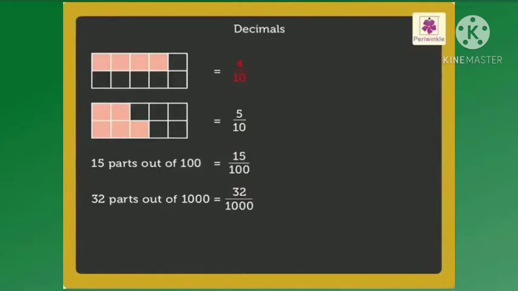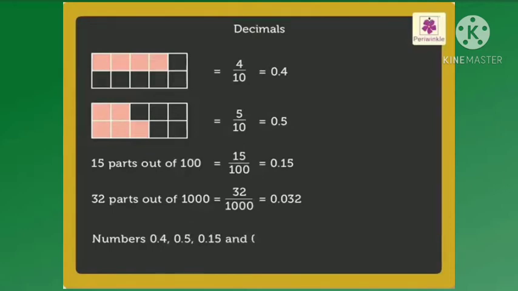Here 4 by 10 is represented as 0.4. Similarly 5 by 10 is represented as 0.5. 15 by 100 is represented as 0.15. 32 by 1000 is represented as 0.032. These numbers 0.4, 0.5, 0.15, 0.032 are called decimal numbers.